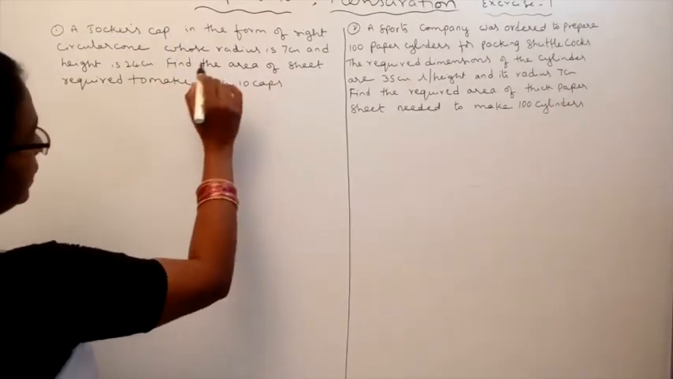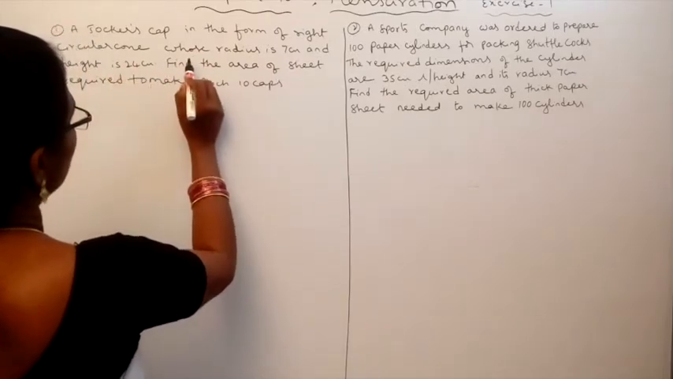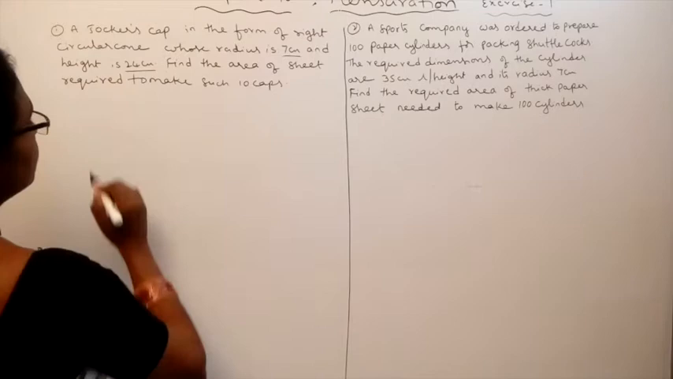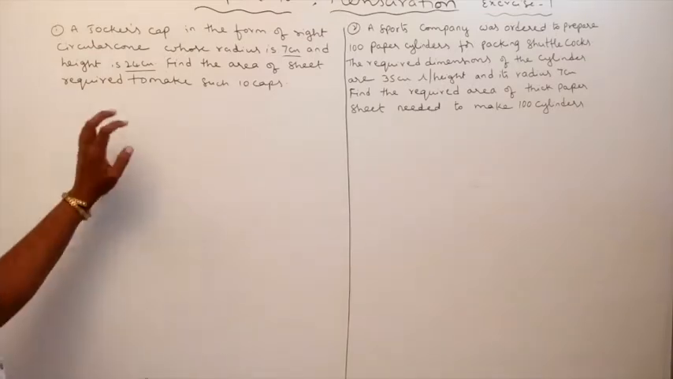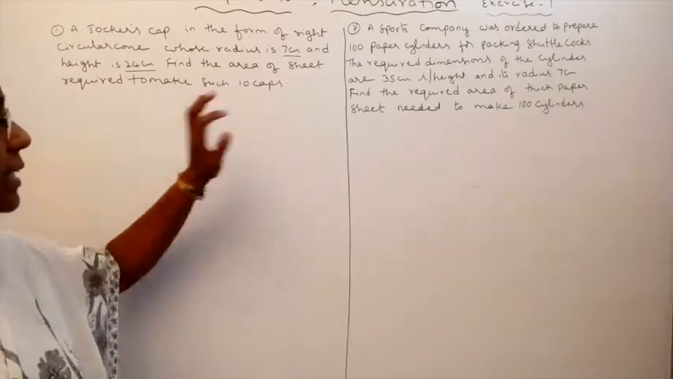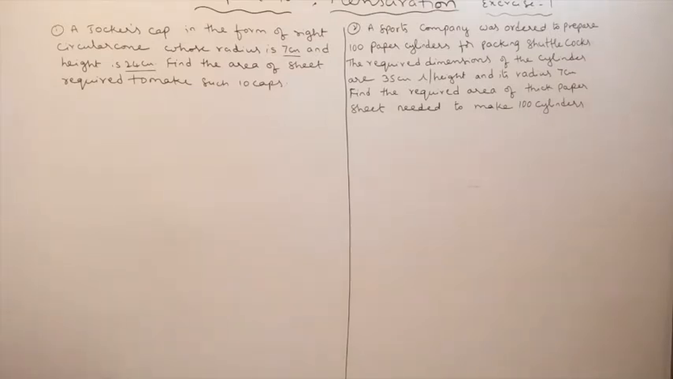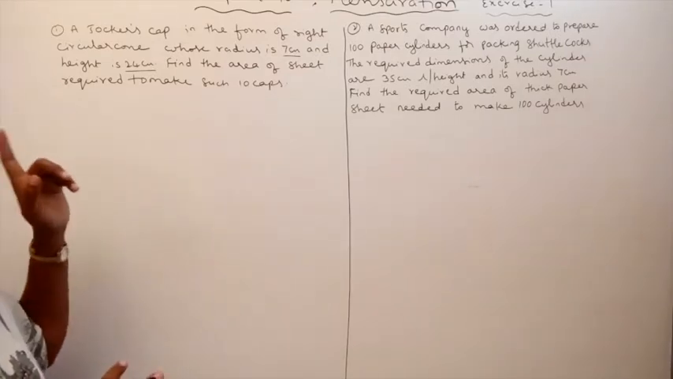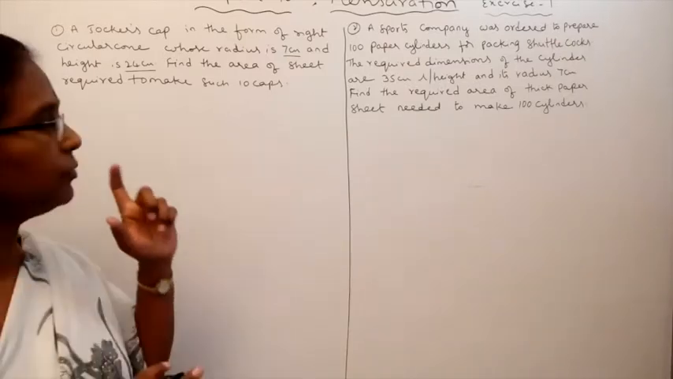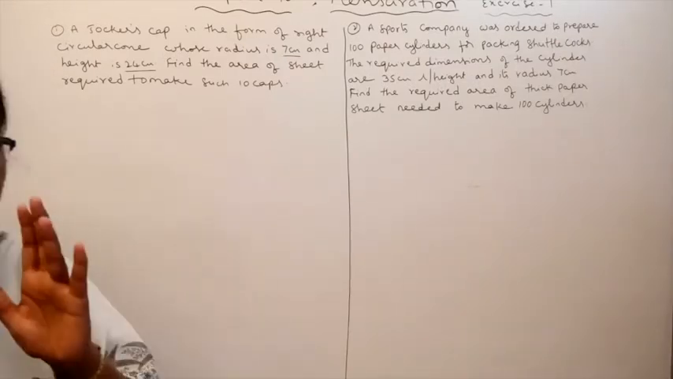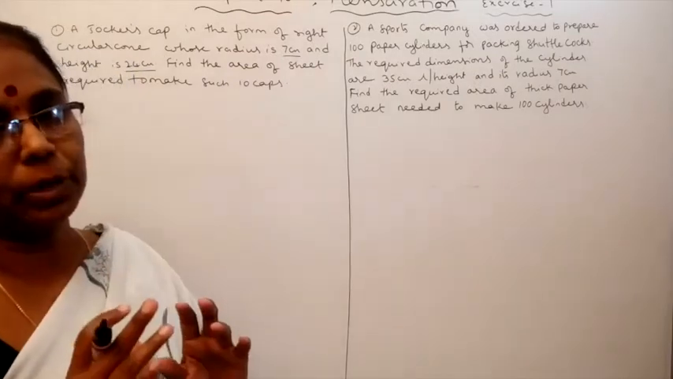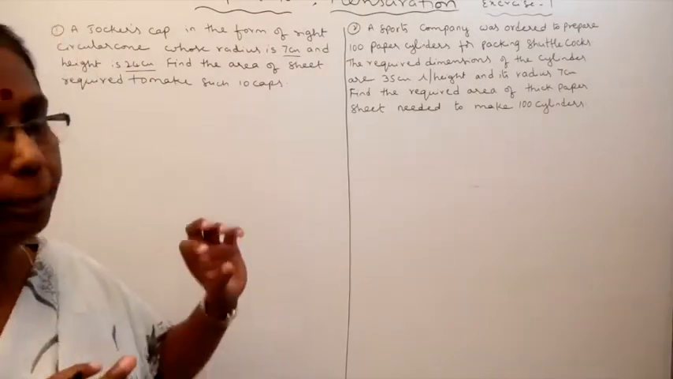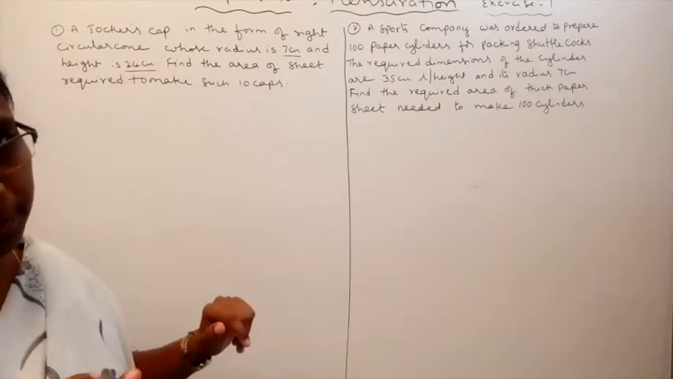A joker's cap in the form of a right circular cone has radius 7 cm and height 24 cm. Find the area of sheet required to make such 10 caps. Now here, one cap is in the shape of a right circular cone. To prepare that joker's cap, how much paper sheet do you require for that one cap?